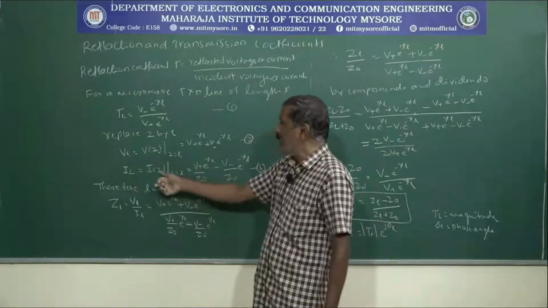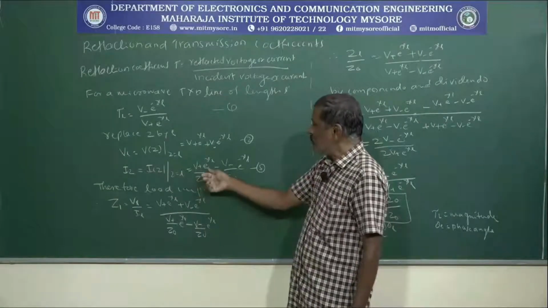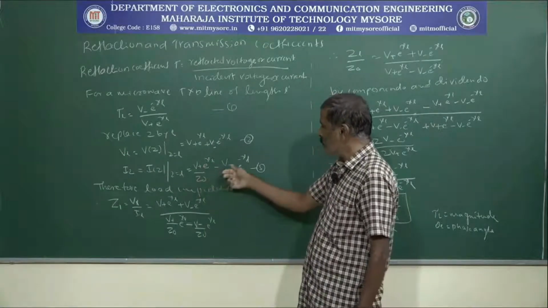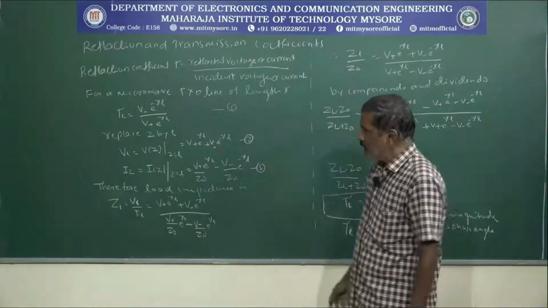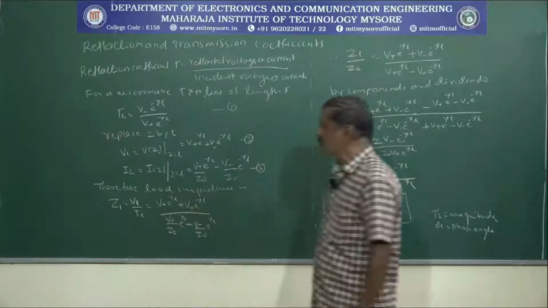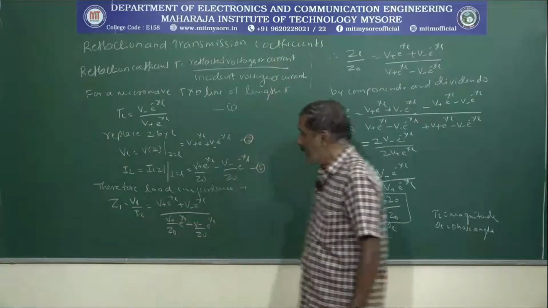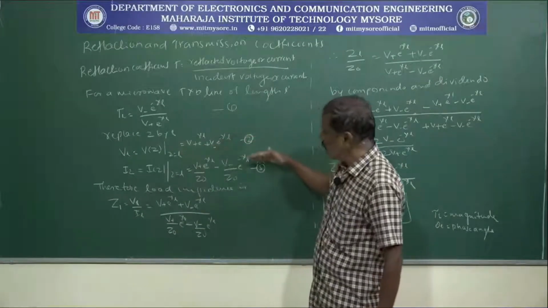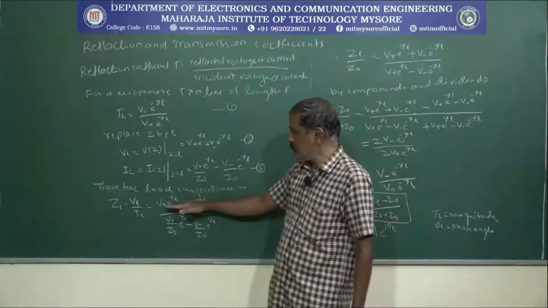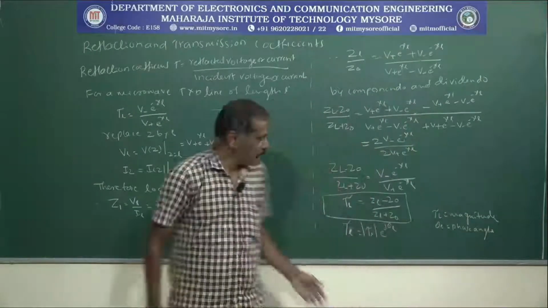Similarly, the current I of Z is equal to, because Z is replaced by L, V plus e to the power gamma L divided by Z0 minus V minus e to the power minus gamma L divided by Z0. Therefore, the load impedance is given by ZL equal to VL divided by IL. That means equation number 2 divided by equation number 3.